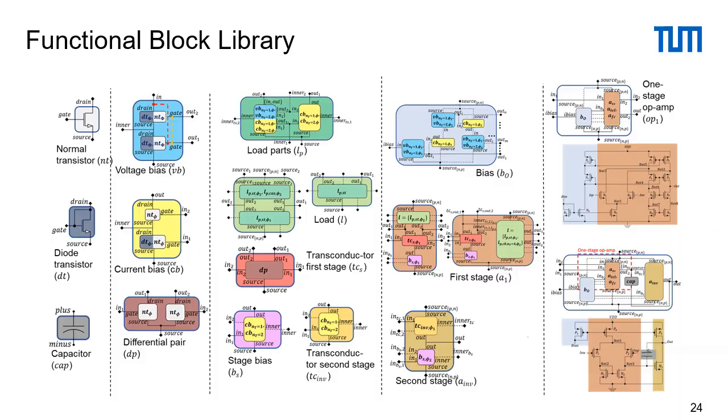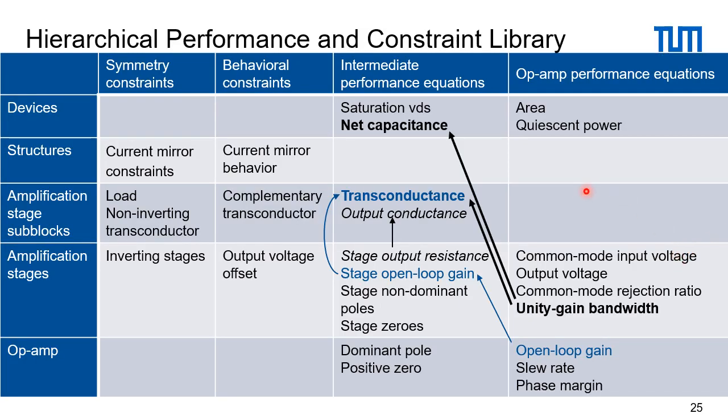Interesting. What can we do with it? Well, there is something in addition. Now, for this library of functional blocks, we have devices, the transistors, we have these current mirror behaviors, we have the amplification stage sub-blocks and the amplification stages, and finally the op-amp. Before we had the amplification stage, we had this kind here, and the op-amp, 4 levels.